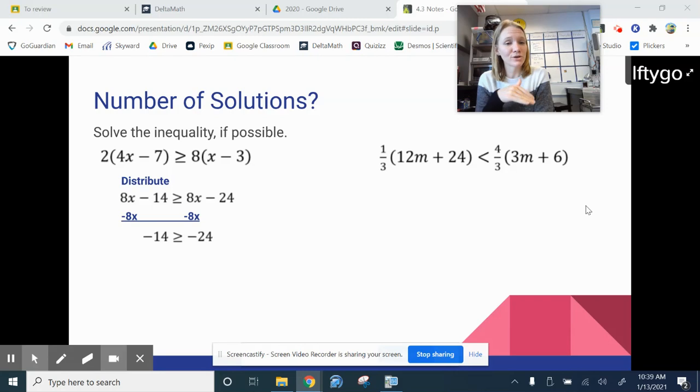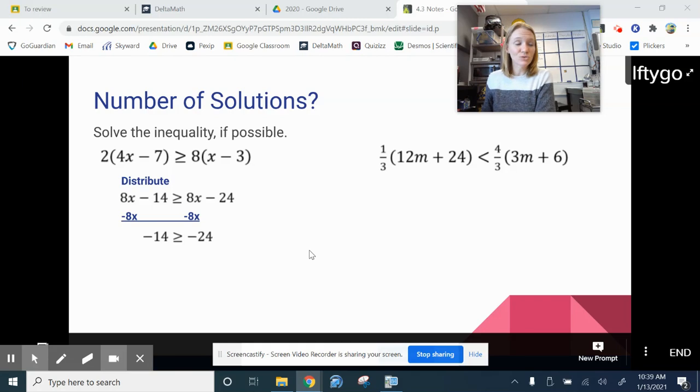You could take it another step and add the 14 to the other side or add the 24 to the other side so that you end up with a 0 on the left or the right. You don't have to, but you could do that as an option. Some people like to do that because it's easier for them to see what they're doing. But right now in this statement, it says negative 14 is greater than or equal to negative 24.